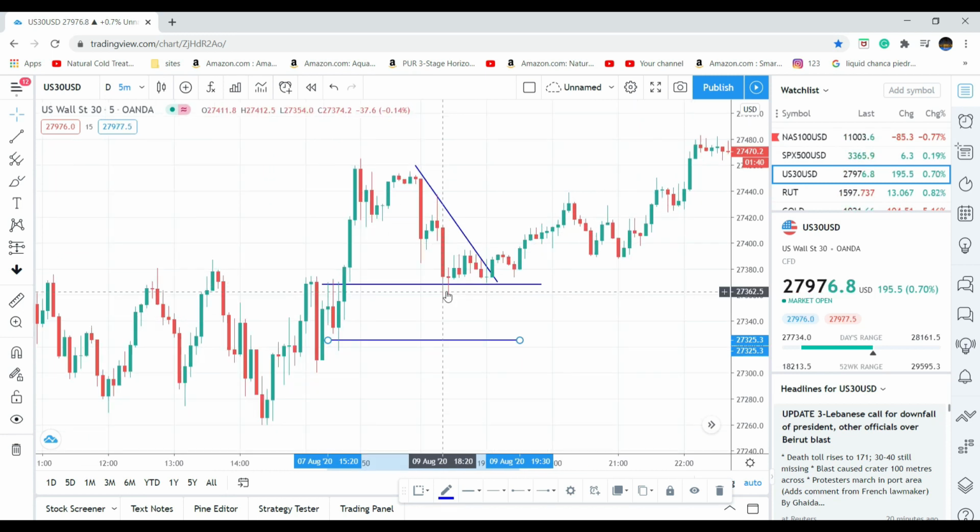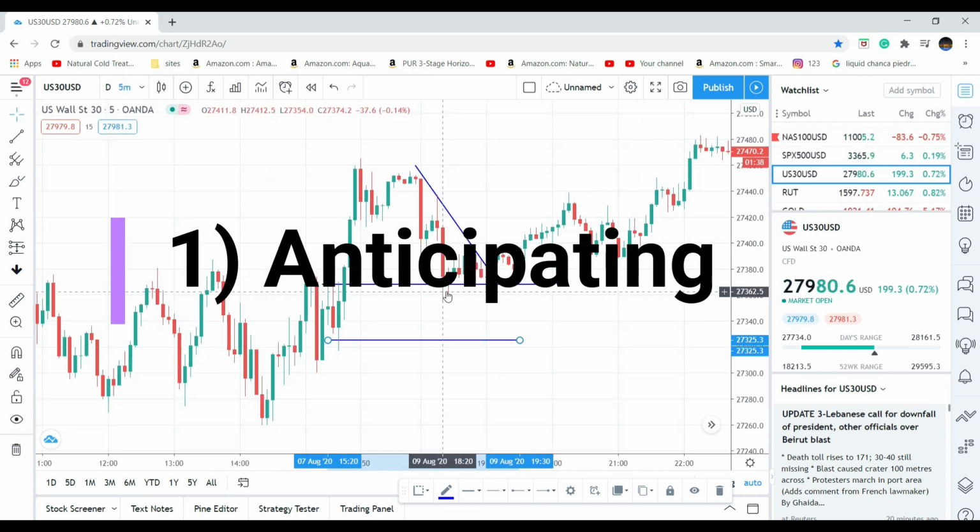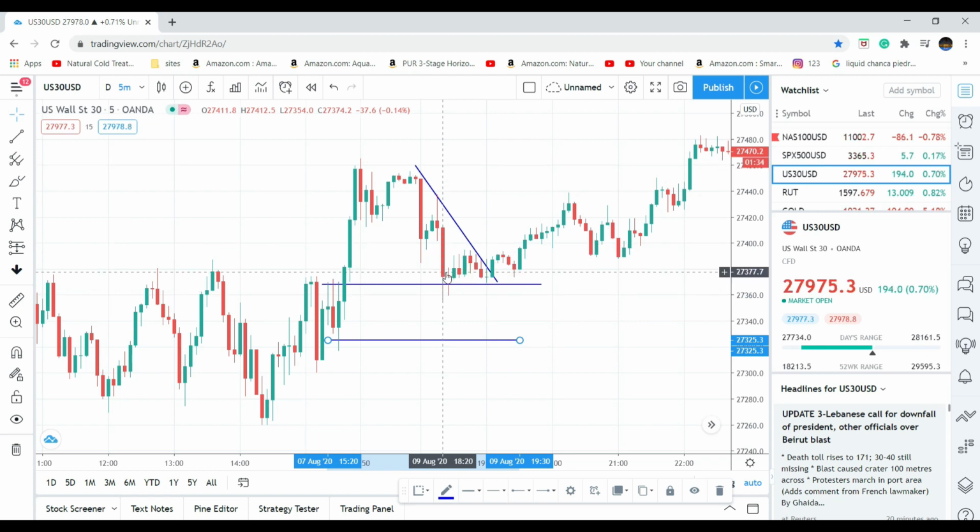Number one, you're anticipating the breakout. So one way you can do that is, you see how right here we hit the zone, we had a wick right here and then a rejection right here. Let's say that you see this and you want to get in, and you say, you know what, we have a nice little trend line forming right here. There's a strong possibility we can break this trend line. So that's one way you can get in.